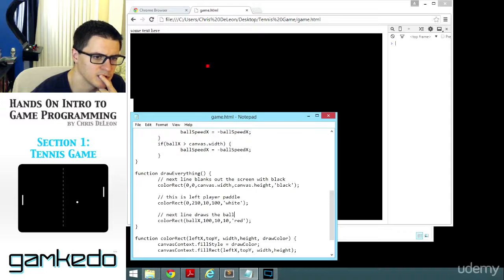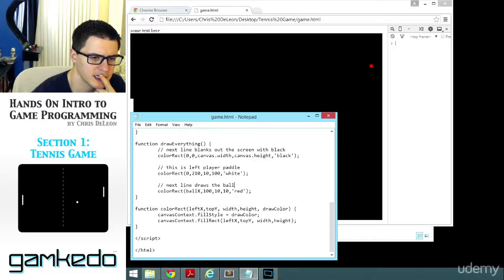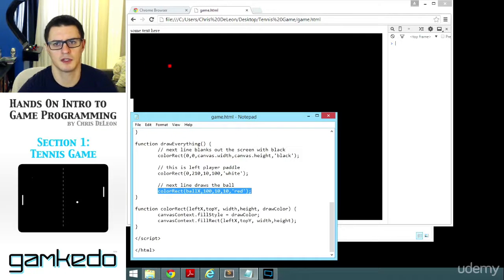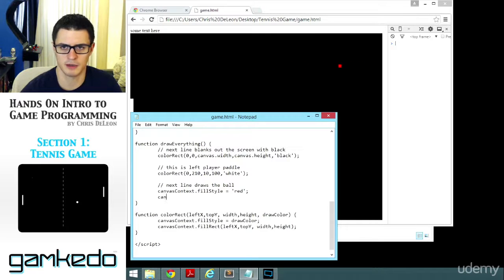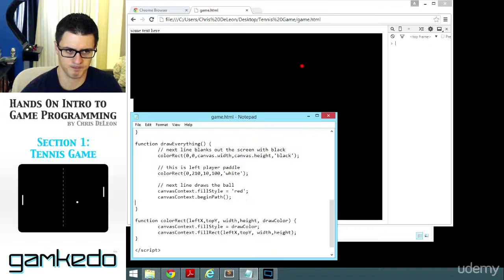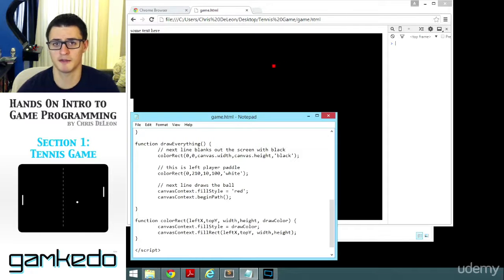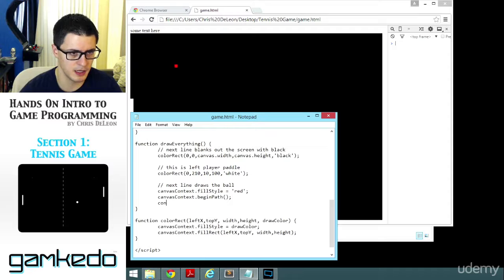And now, we're drawing the ball here, and we'd like to make it a circle instead of a rect. Well, instead of calling the rect function, let's say canvas context fill style. Let's keep it red for now so we can make sure we're looking at the same shape. Canvas context begin path. That begin path is going to let us define a shape to then fill in. Canvas context dot arc. There is no circle function in HTML5 JavaScript, just an arc.